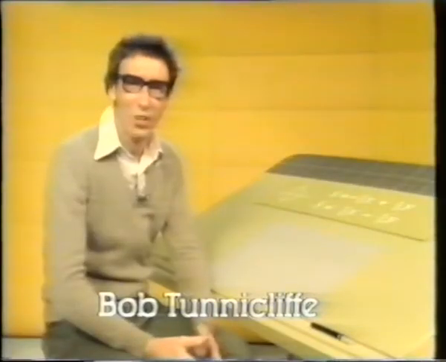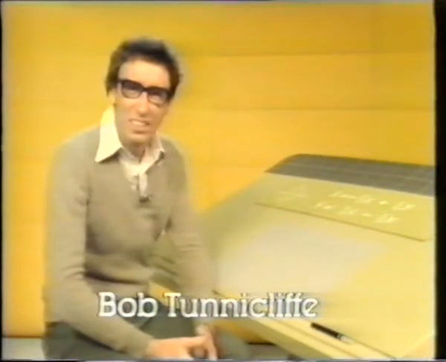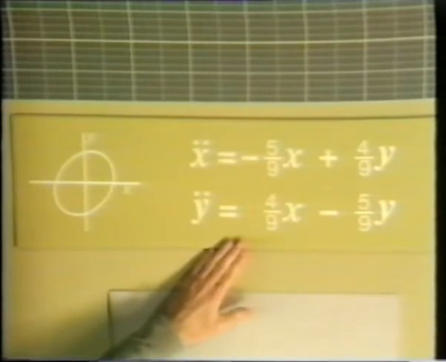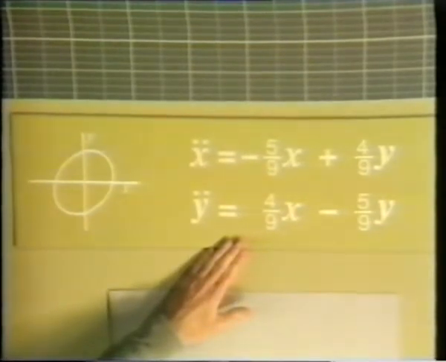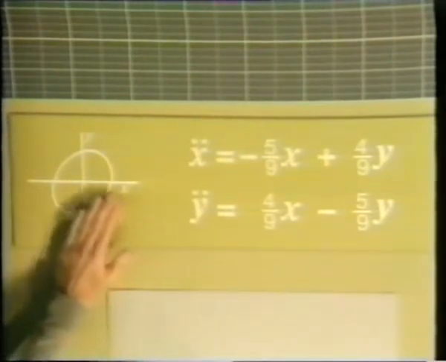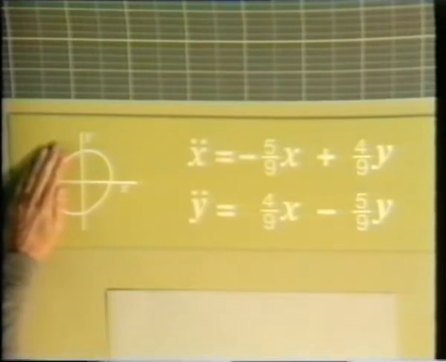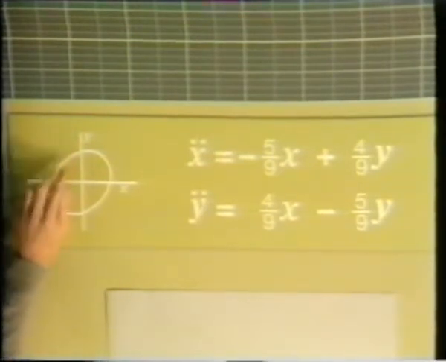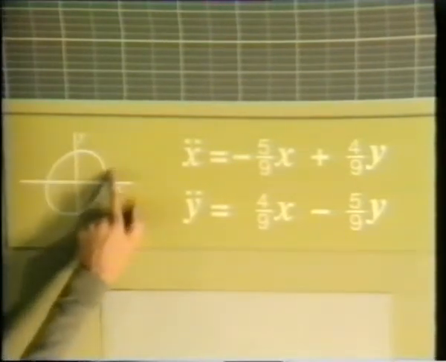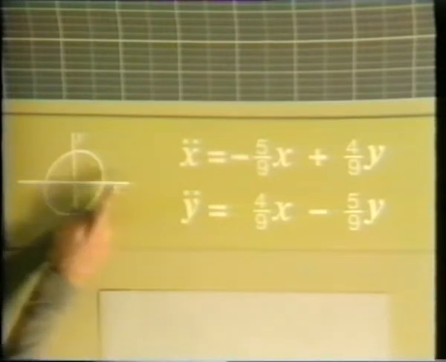Bob. Okay, let's look at the equations. Here they are. Now, you may wonder how these equations relate to John's motion in the bowl. Well, what I've done is I've chosen x and y axes as shown, and what those equations do is to tell me the acceleration that an object would have if it were at a point x, y in the bowl. The top equation tells me the acceleration in the x direction, and the second equation, the acceleration in the y direction.